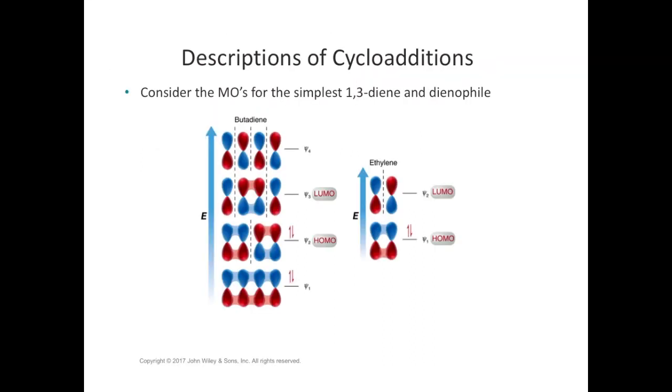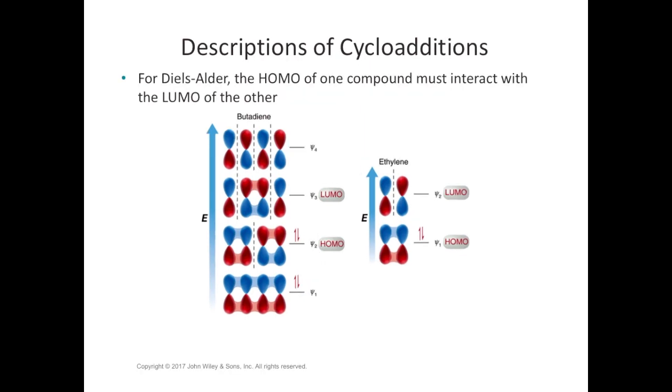I briefly mentioned the molecular orbitals for dienes, and here we have an example of butadiene and ethylene, the simplest combination of reactants to do a Diels Alder reaction. So here we have the HOMO of the diene, and we see here the LUMO, lowest unoccupied molecular orbital, of ethylene. In a Diels Alder reaction, if we want to explain it through molecular orbital theory, we would say, well, the HOMO of one compound must interact with the LUMO of the other.